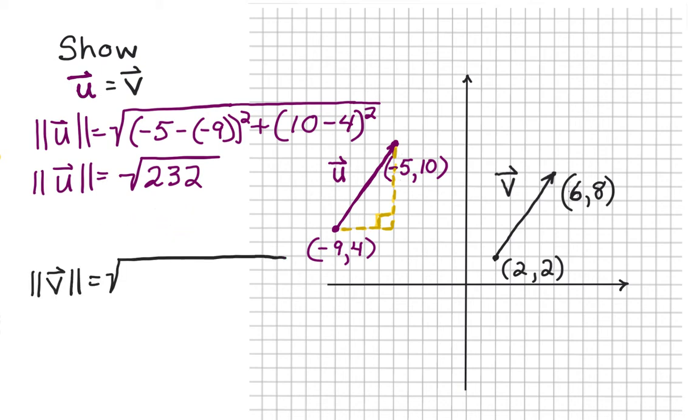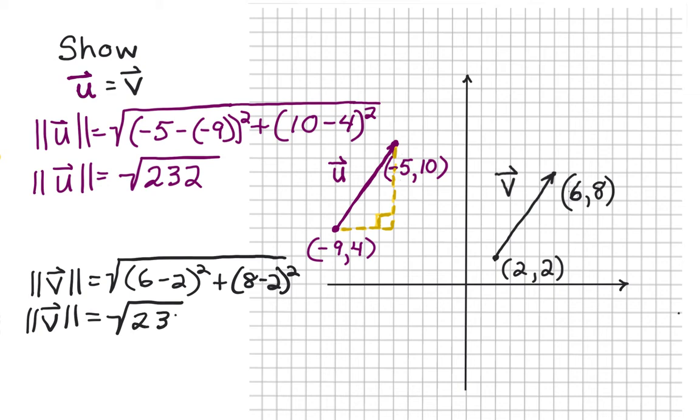The magnitude of vector V equals the difference in the x values plus the difference in the y values for vector V, and it turns out that the absolute value of vector V equals the square root of 232.